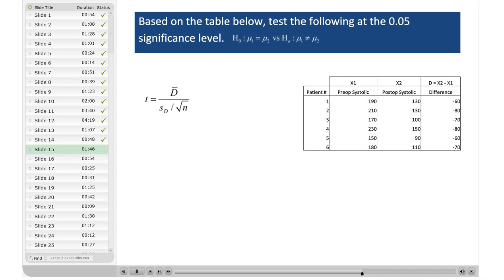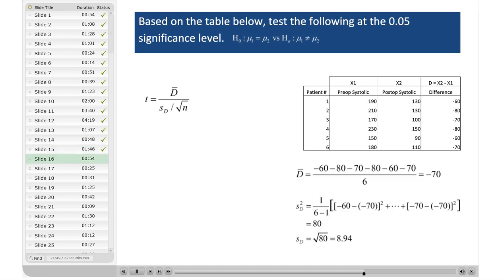If you don't want to worry about that, you don't have to worry about that. The point is, in order to do the problem, we need to take the difference between the first two columns and get a third column d, and then we need to use the formula on the left in order to calculate the test statistic. Now, there are two numbers in this formula that we don't know. They weren't given to us in the problem: d bar and s sub d. So we're going to have to calculate those ourselves.